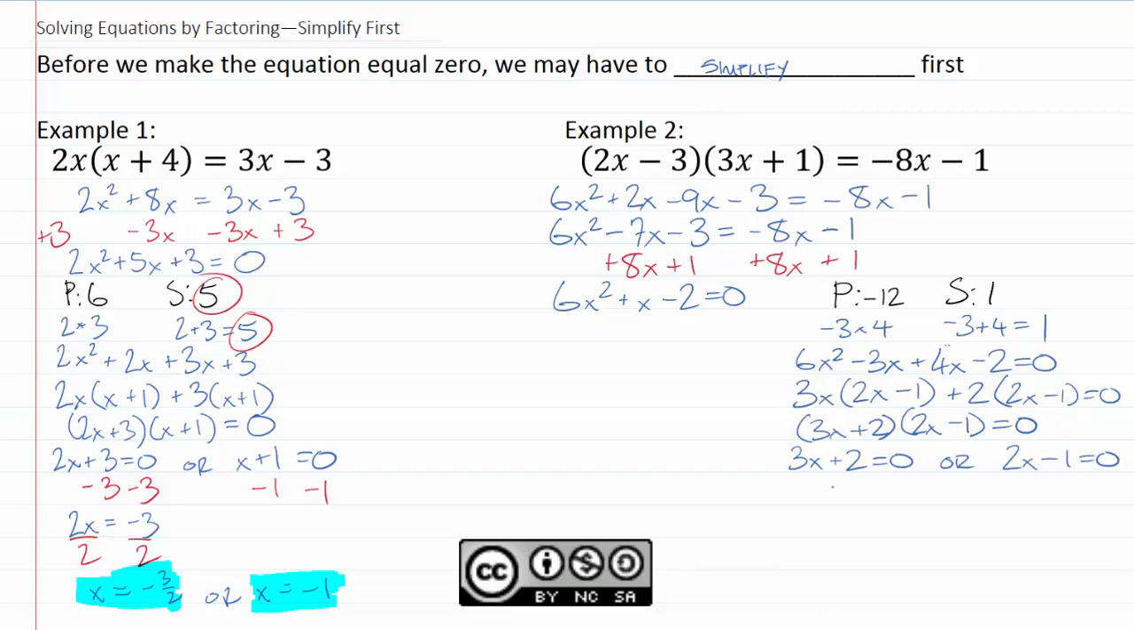For 3x plus 2, of course, we subtract 2 from both sides. We get 3x equals negative 2. I divide both sides by 3. And I get x equals negative 2/3.